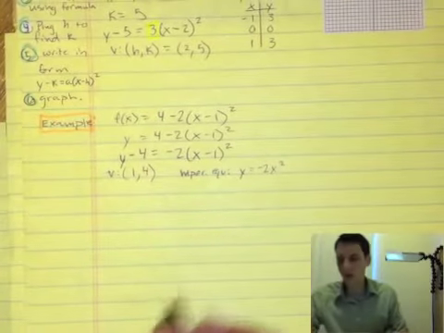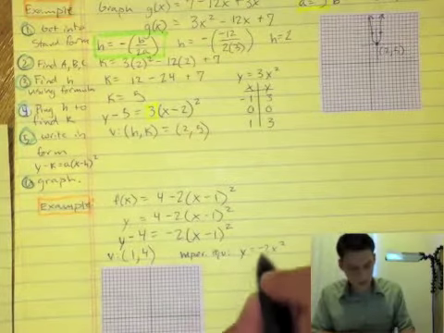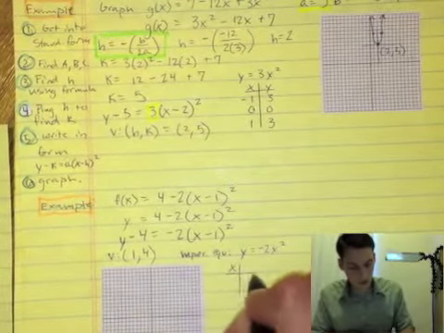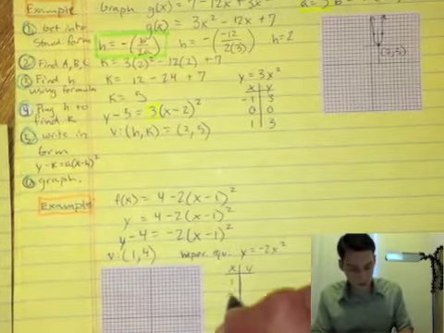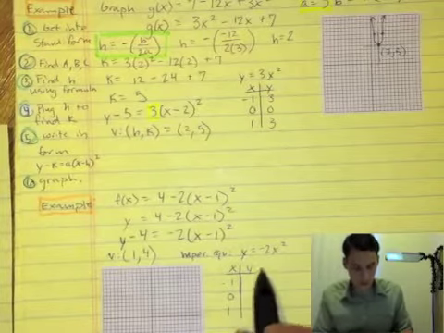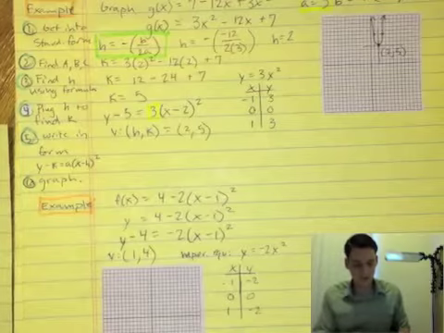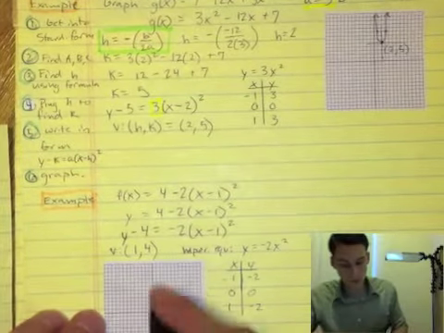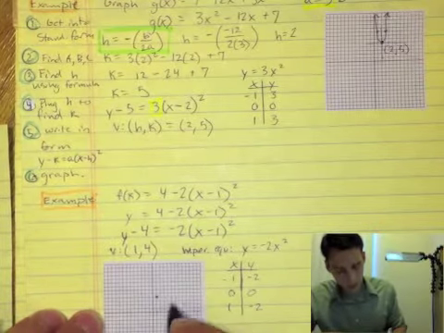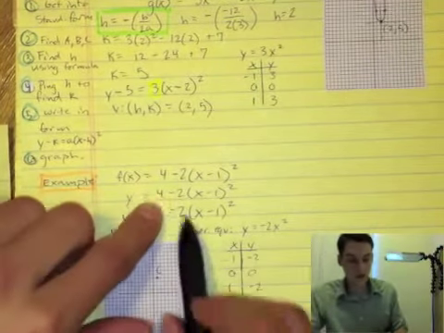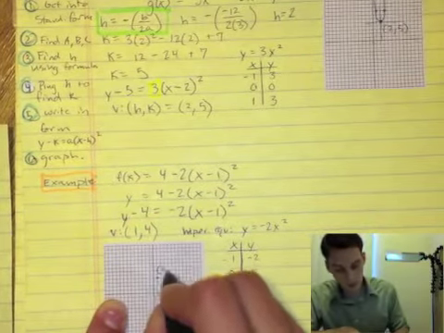So right now I'm going to glue in another graph. So I can make a t-chart from this helper equation. I'm going to use negative 1, 0, 1, and I'll get negative 2, 0, negative 2. So I'll first plot my vertex, 1, 1, 2, 3, 4. And this one's opening down because A is negative. So I'm going to write my vertex on the top, 1, comma 4.